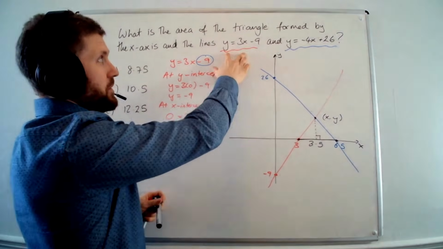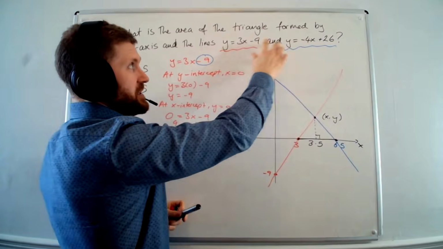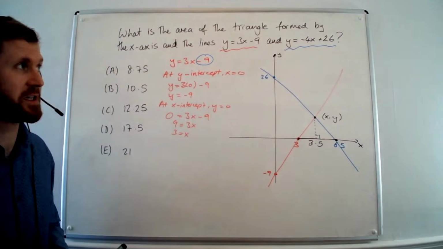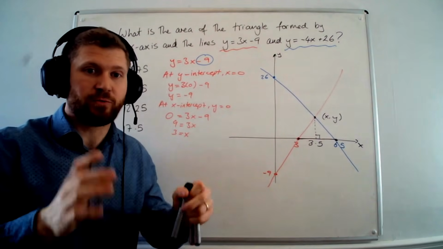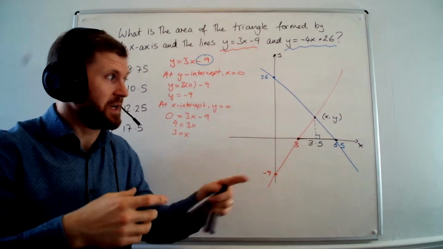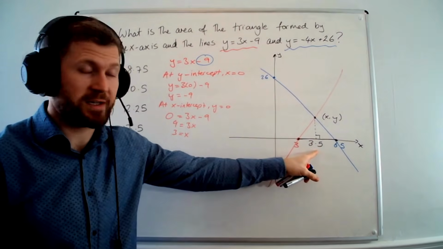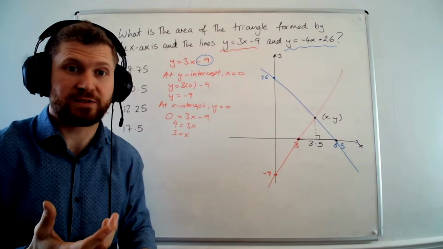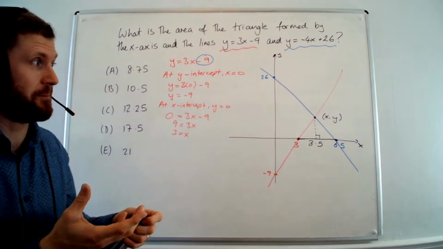So I've got this first line, y equals 3x minus 9, second line, y equals minus 4x plus 26, and if I can find the y-coordinate of where those 2 lines cross, that'll give me the height of my triangle. I can put that together with a 3.5, and that'll give me enough to find my answer.